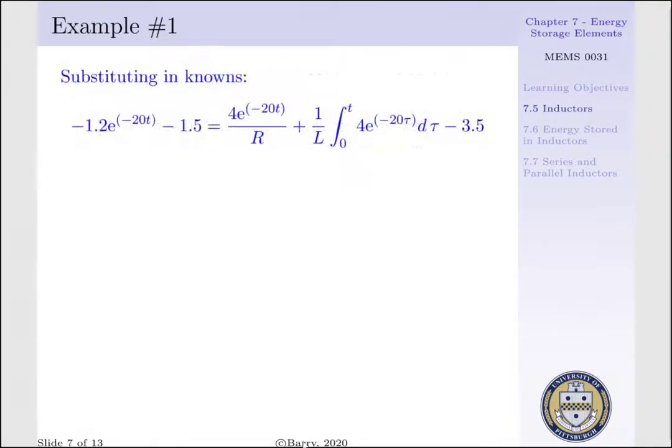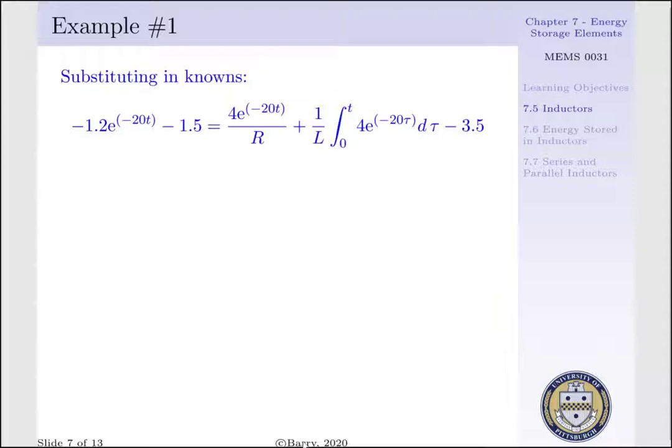Now we can substitute in our givens. Our current leaving our voltage source is equal to -1.2e^(-20t) - 1.5 amps. That is, we're going to have a constant -1.5 amps, and we're going to have a -1.2e^(-20t). As time tends to infinity, this portion of our current is going to tend to 0.